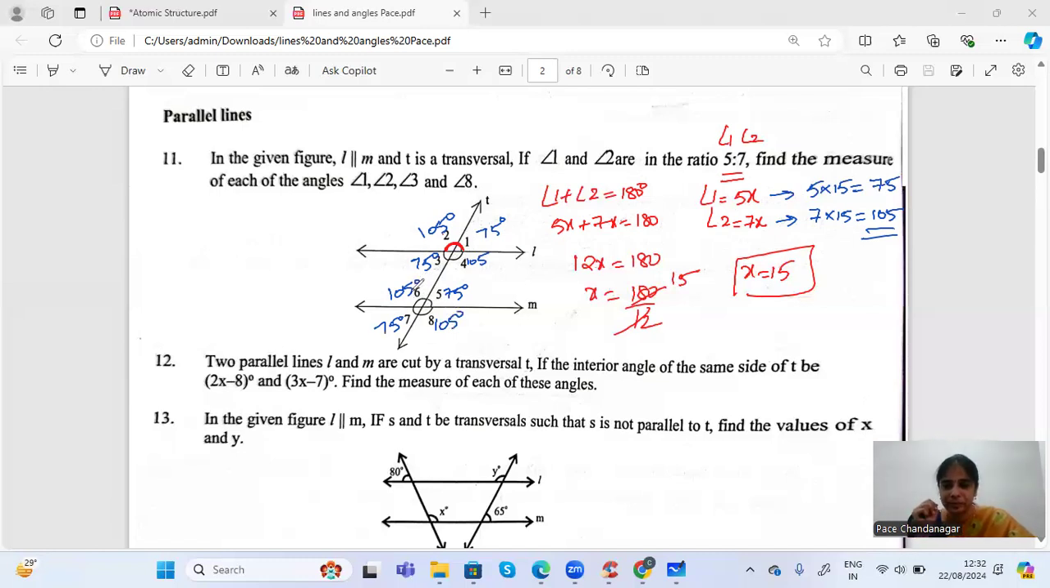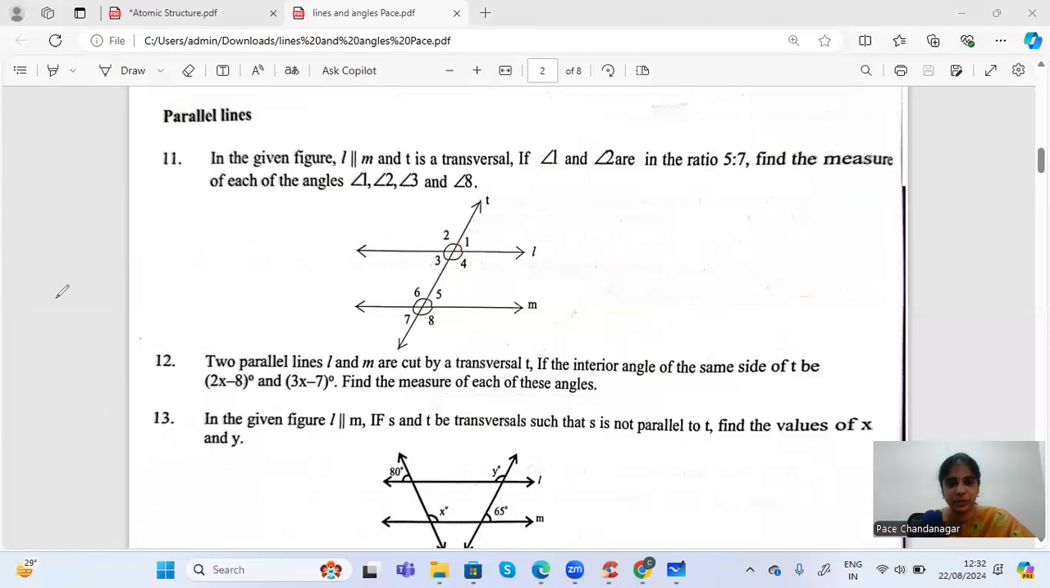Is that clear? So that's your question 11. All the angles is what we can find out very easily, right? Now, going ahead with the next question, that is, now we have two lines, parallel lines, L and M. So please draw the figure. Without the figure, please don't analyze anything. So L and M are two parallel lines. They are cut by a transversal T.